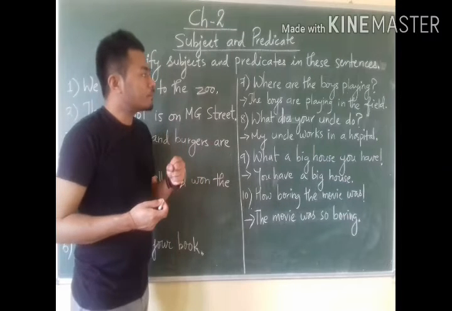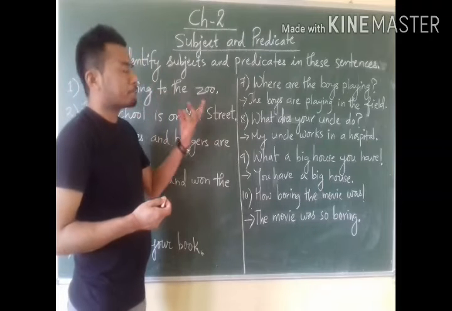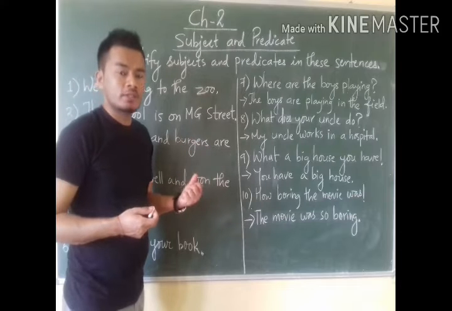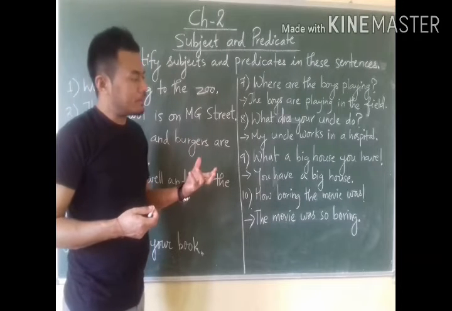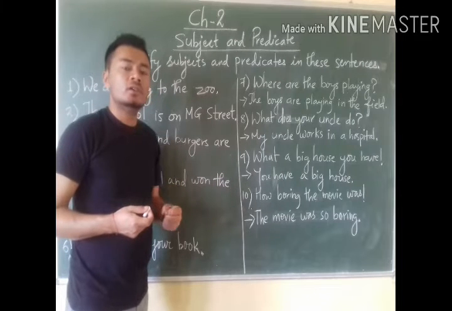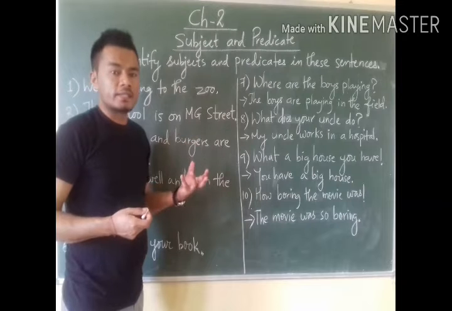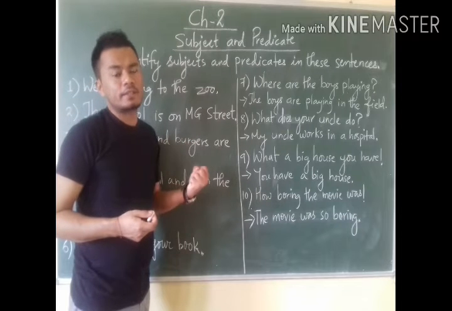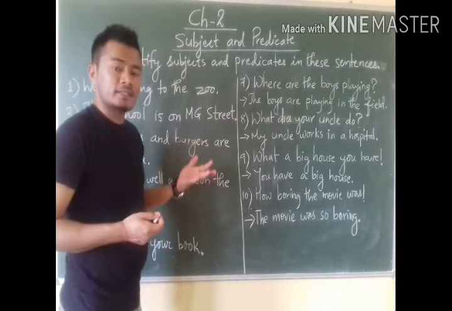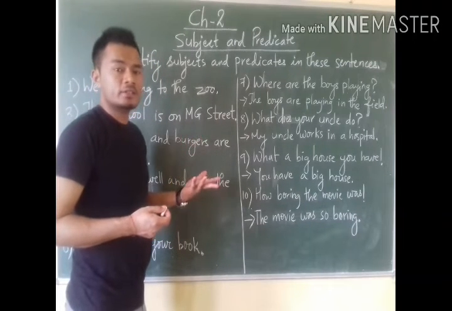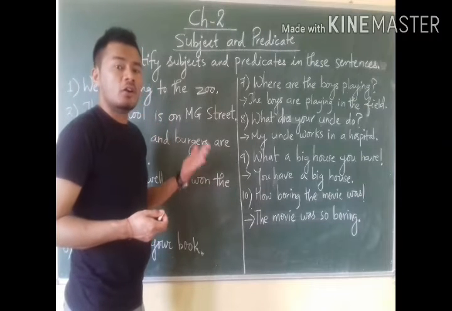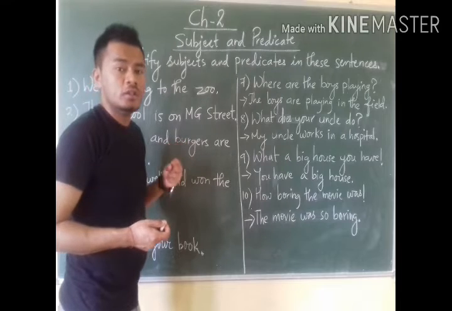Understood? In the same way, in interrogative sentences also, we have to understand the process of how to identify subjects and predicates. In the same way, in exclamatory sentences also, we have to understand the process of how to identify subjects and predicates. So let us first start today's explanation on how to identify subjects and predicates in all these kinds of sentences according to function.